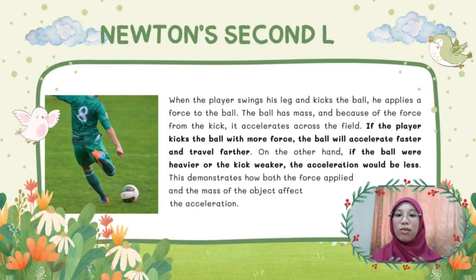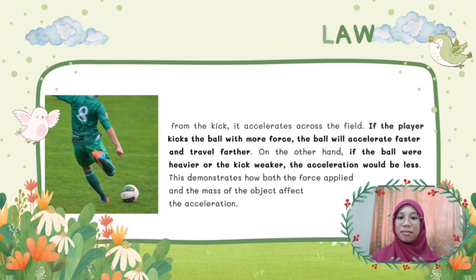Second example, when the player swings his leg and kicks the ball, he applies a force to the ball. The ball has mass, and because of the force from the kick, it accelerates across the field. If the player kicks the ball with more force, the ball will accelerate faster and travel farther. On the other hand, if the ball were heavier or the kick weaker, the acceleration would be less. This demonstrates how both the force applied and the mass of the object affect the acceleration, just as Newton described.